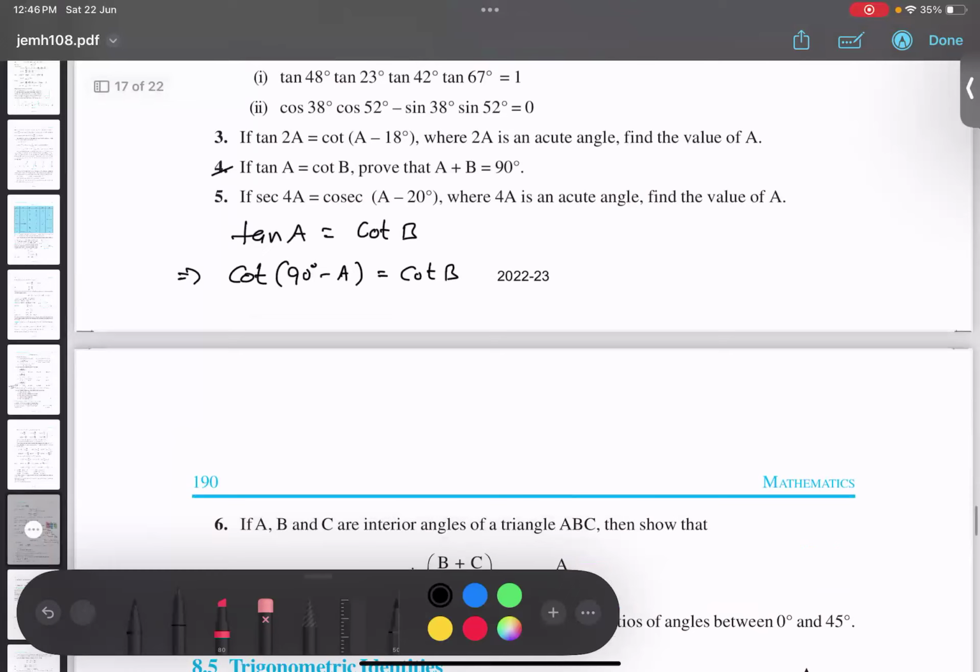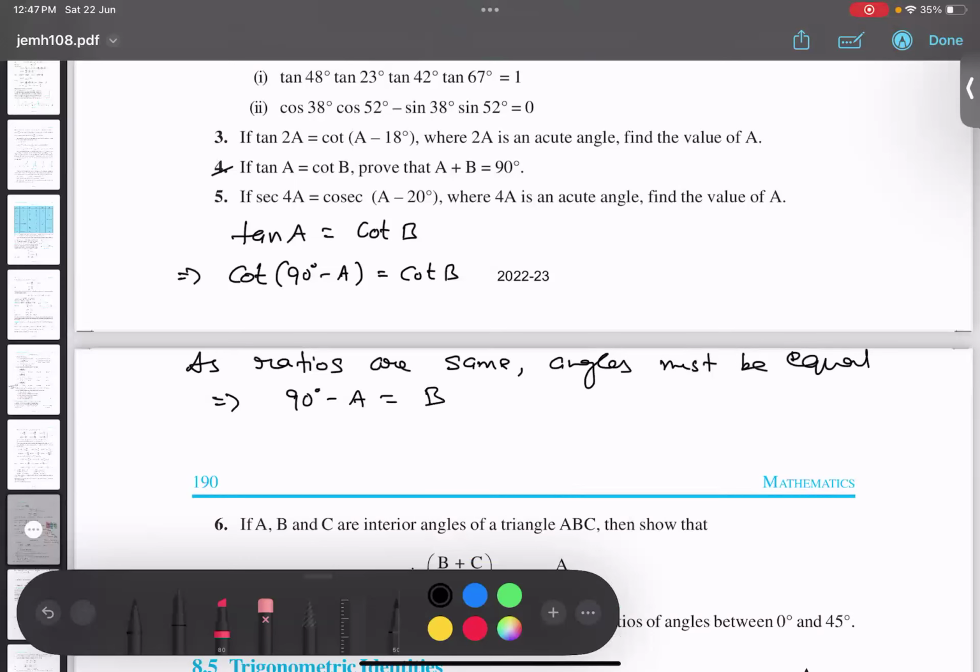Now, can you see the ratios are the same? Therefore, the angles must be equal. Yes or no? So 90 minus A equals B. I'll shift this B to the other side. What will happen? 90 equals A plus B. This was what was asked, hence proved.